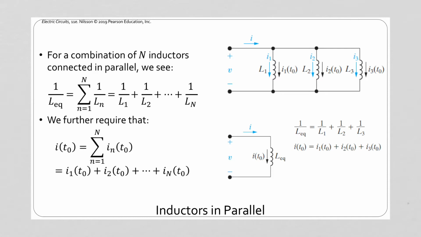We did our initial calculations looking at three inductors in parallel, but it didn't have to be three. We could expand this calculation for a combination of n inductors, however many we want. 1 over the equivalent inductance is the sum of 1 over the inductances of the inductors that are in parallel. And then we also need the initial value of the current. This is the total current going into the total combination of inductors. And that initial value of the current is simply the sum of all the initial currents for all the inductors that we have.